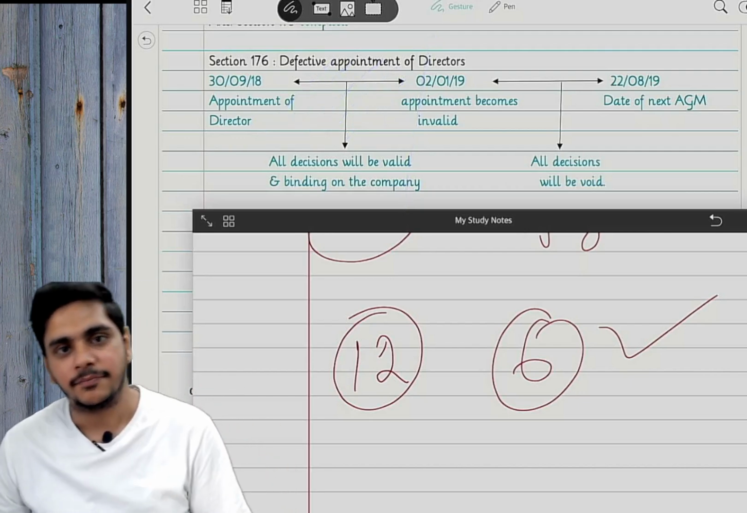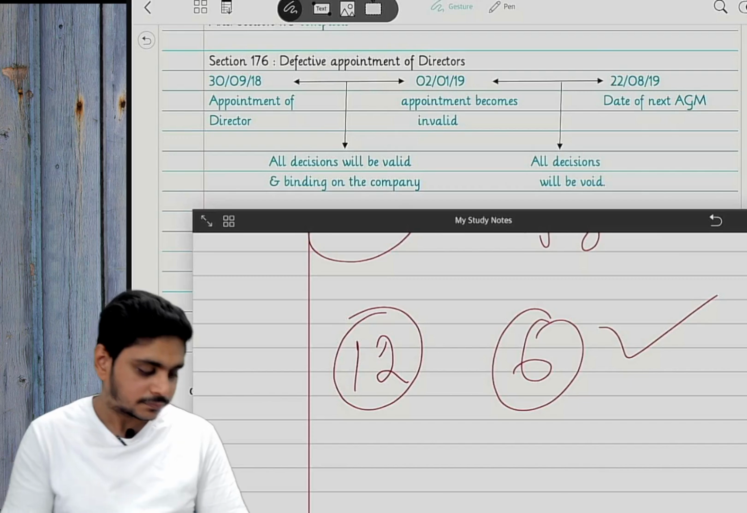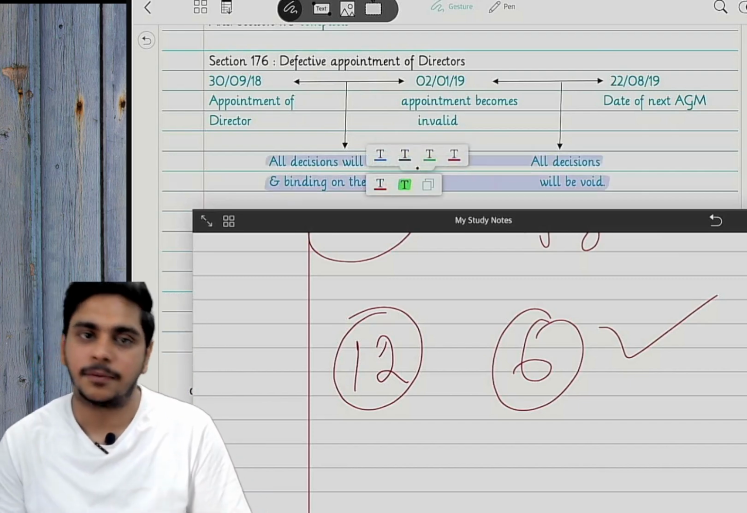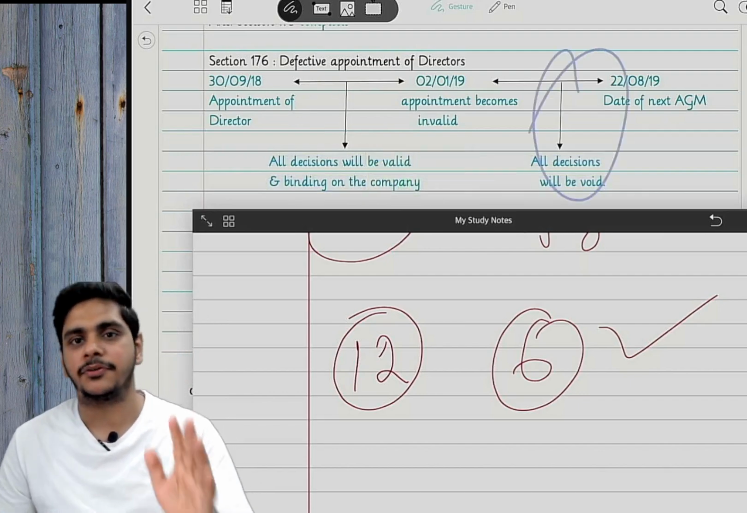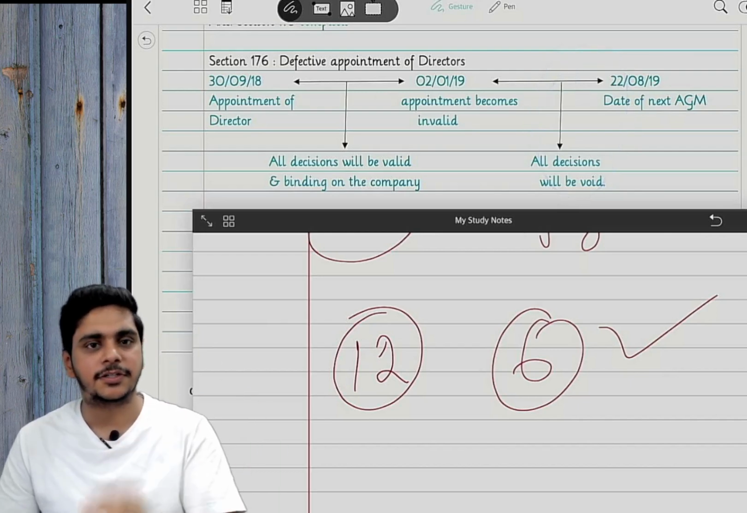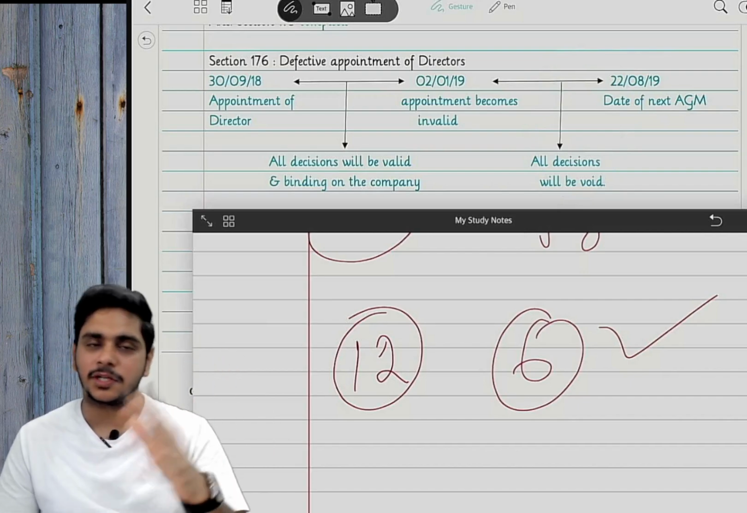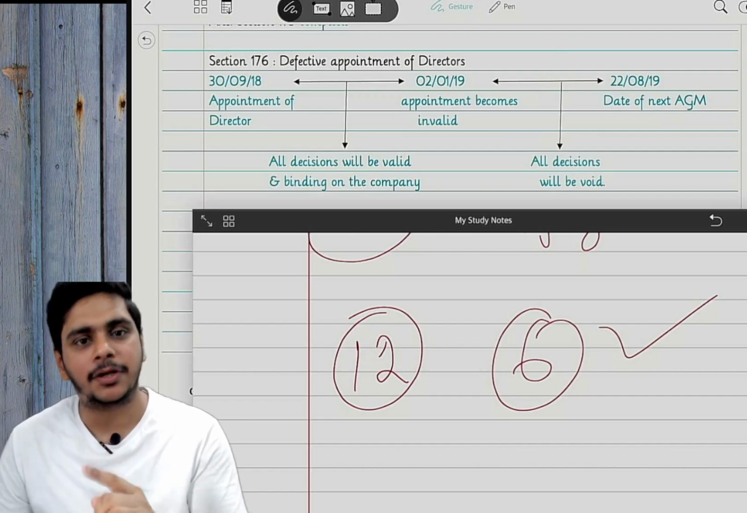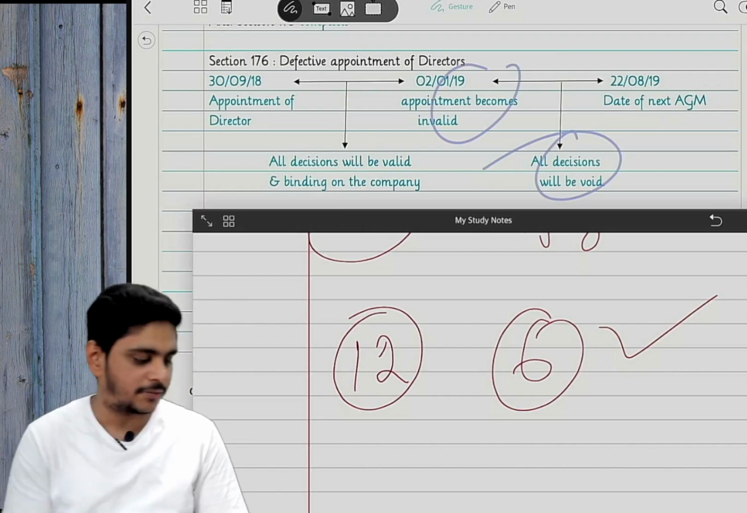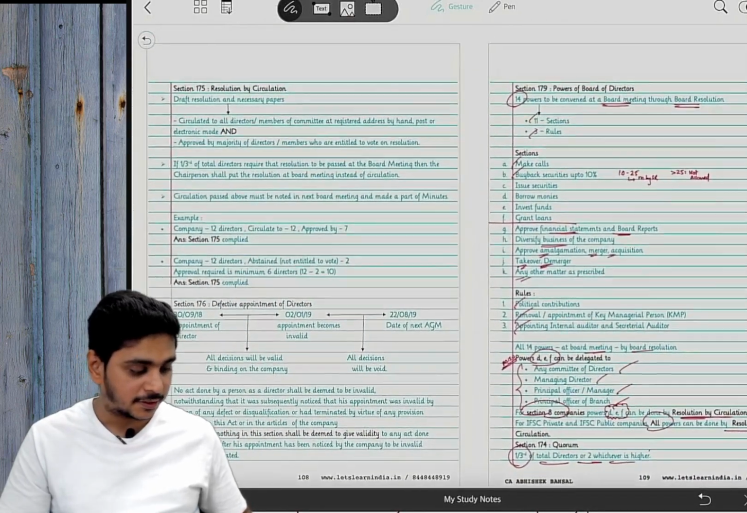Sir, it will be valid. So all the decisions will be valid and will be binding on the company. Post that, all the decisions would be void. So till the defect is known, whatever decision he has taken will be valid and binding on the company. Post that, it is void. Section number is what? 176. Okay.